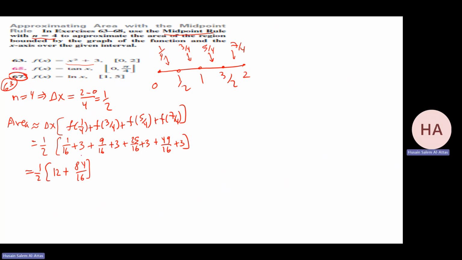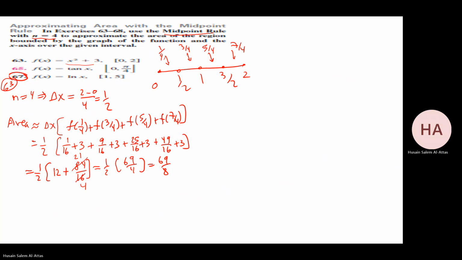Okay, over 4, that will be 21 over 4. So that will be half times 69 over 4. So the answer is 69 over 8. Yeah, I think it's easy to do.